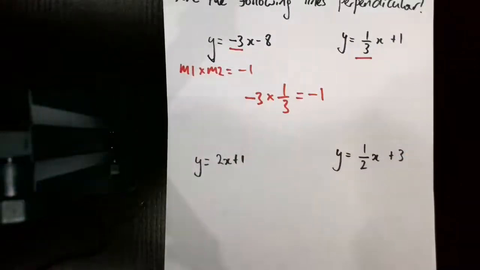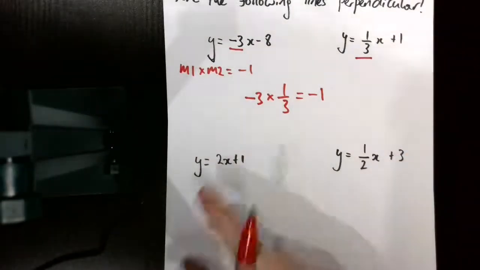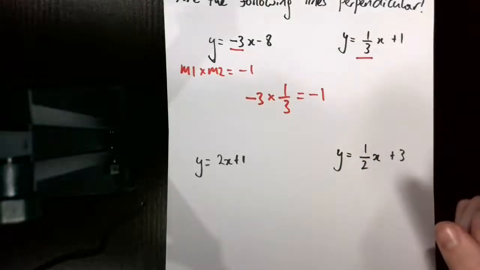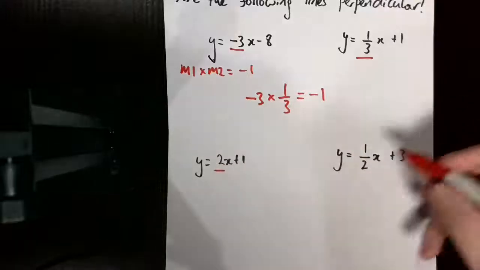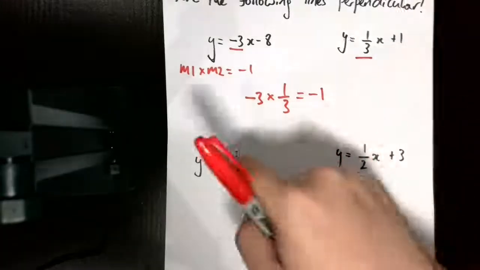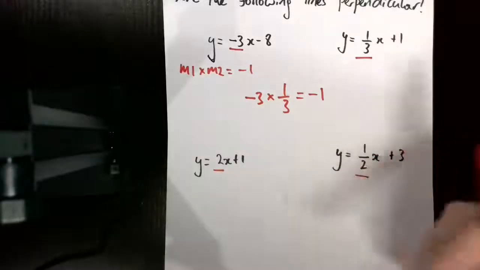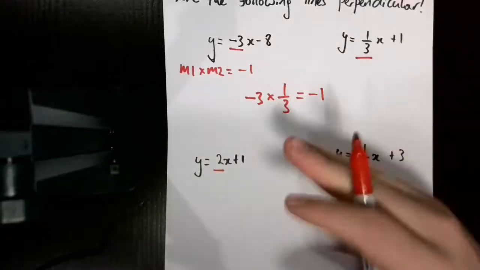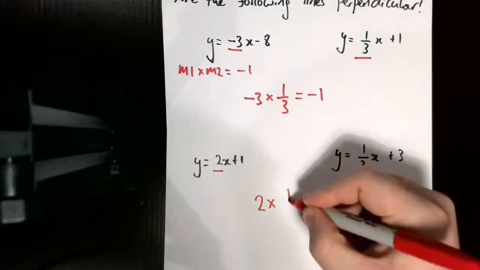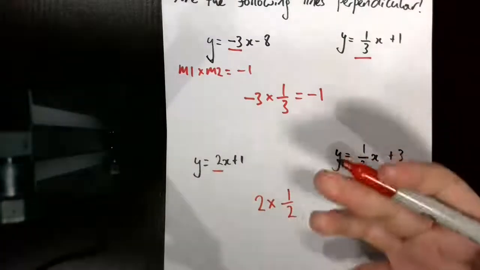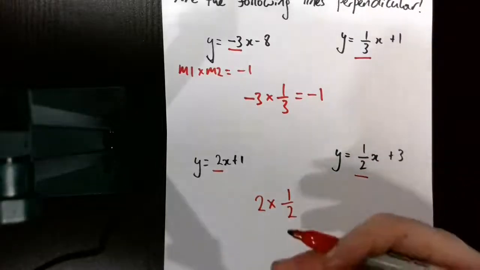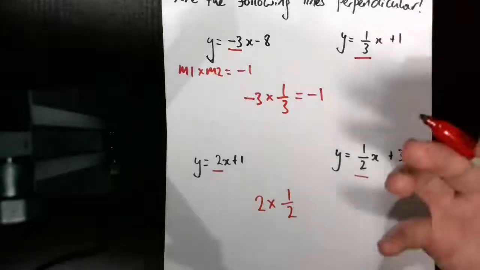Now let's have a look at our second pair of equations. We have y equals 2x plus 1 and y equals 1/2 x plus 3. The gradient in our first equation is 2 and the gradient in our second equation is 1/2. So we should multiply these together, and if we get -1, we know the lines are perpendicular. That means they meet at right angles. So we do 2 times 1/2. Again, when you're doing this step, you can enter this in on your calculator if you're not confident, but I encourage you to try and do it in your head.